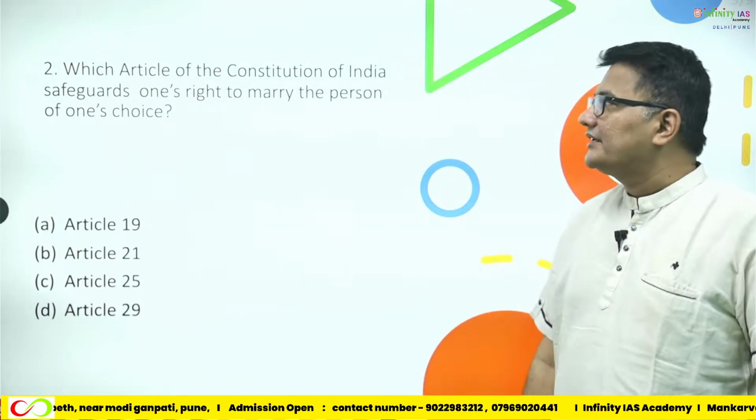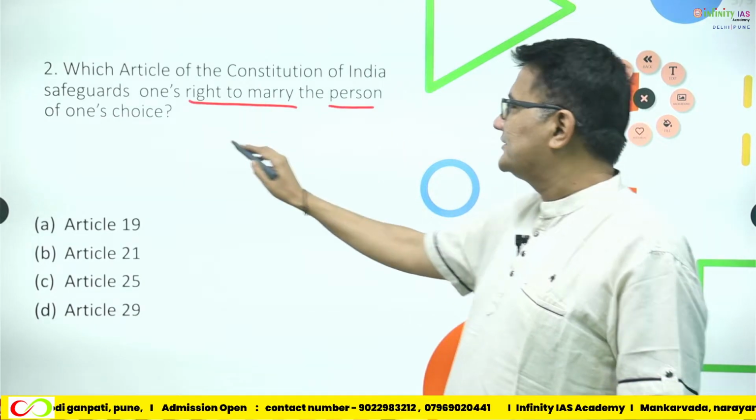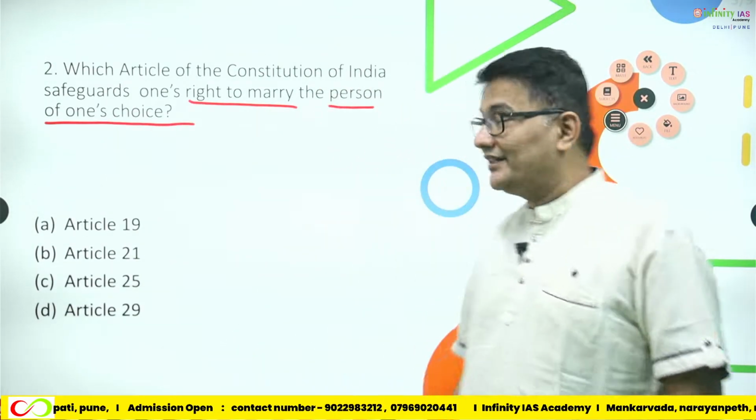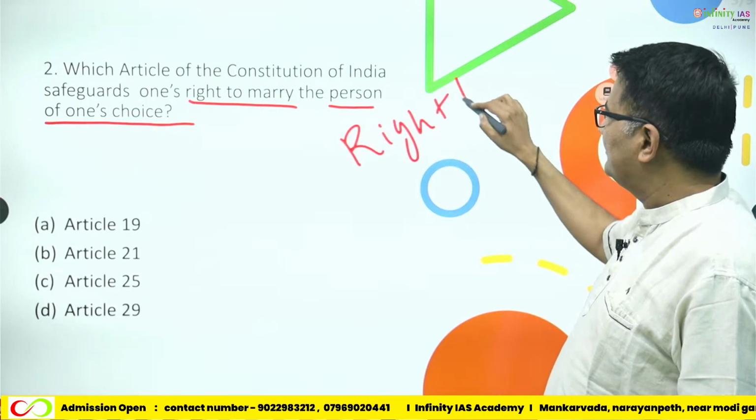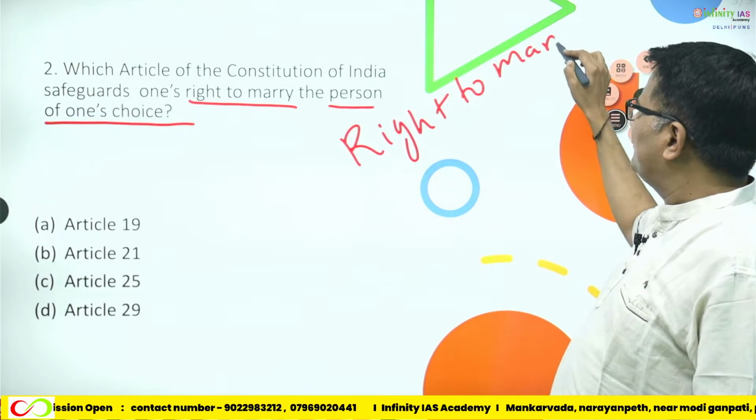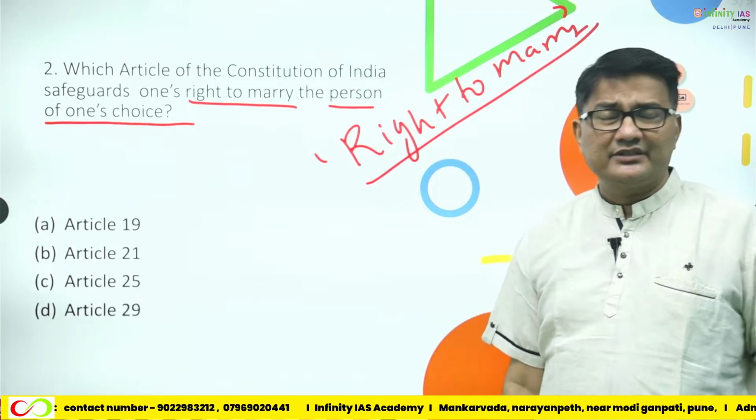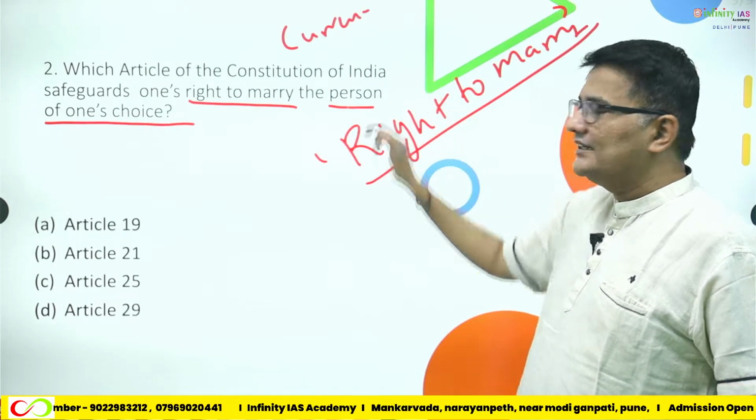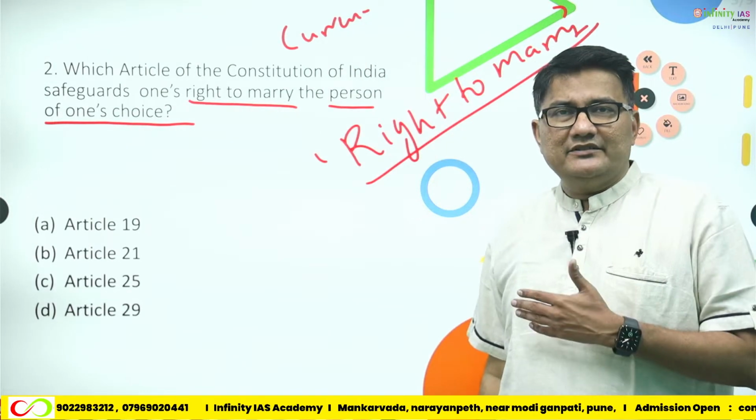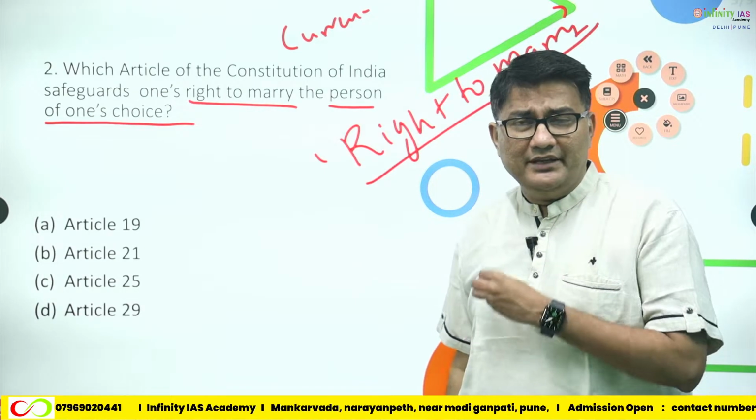Second, which article of the Constitution of India safeguards one's right to marry the person of one's choice? Can I simply say it is nothing but right to marry? Now, do we have a right to marry? Now, you may say, sir, why is UPSC asking such type of questions? Again, I repeat the same, the topic was in current affairs. As I earlier said, right to privacy includes many things for you.